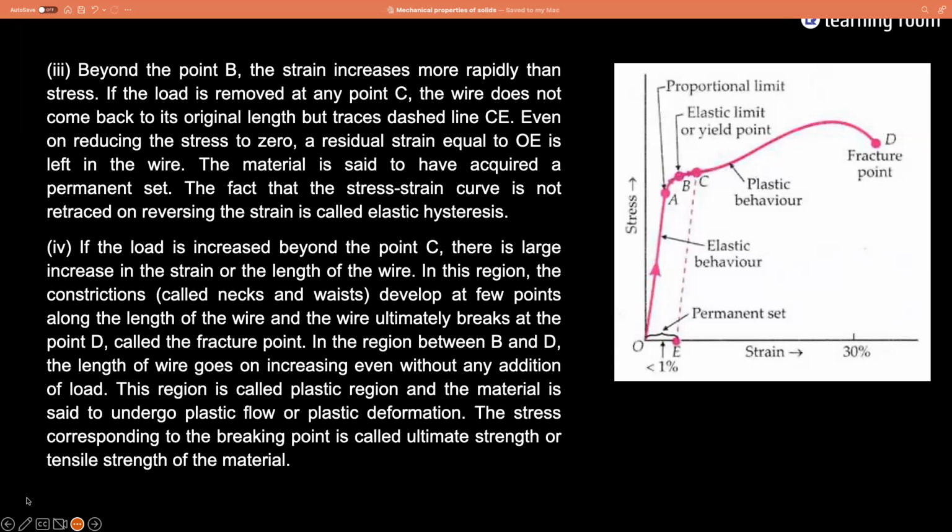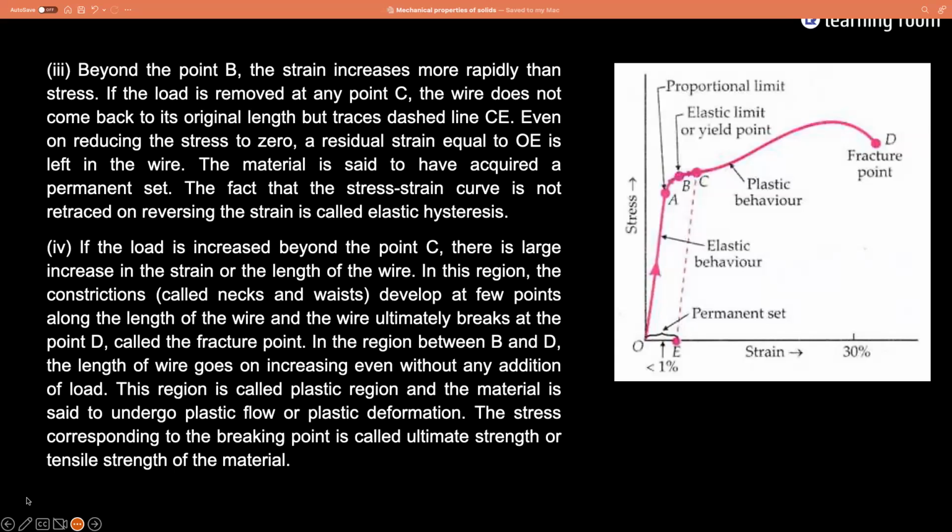Hysteresis is lagging. It's called lagging. Something is lagging behind. So the logic which I'm telling you now, listen to this very carefully. A similar kind of graph we'll learn next year in a chapter called magnetism. So at that time you will see the word hysteresis. It should not be a completely new term. At that time we call it hysteresis loss. Here we call it elastic hysteresis.